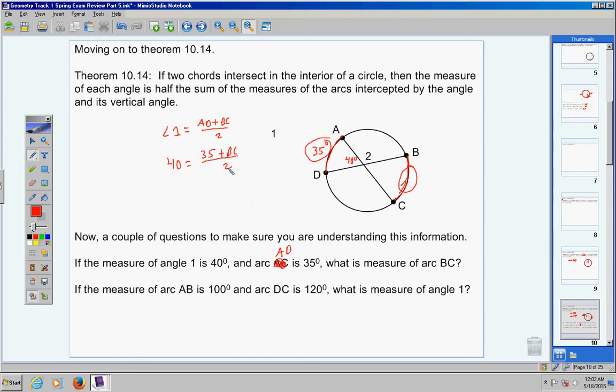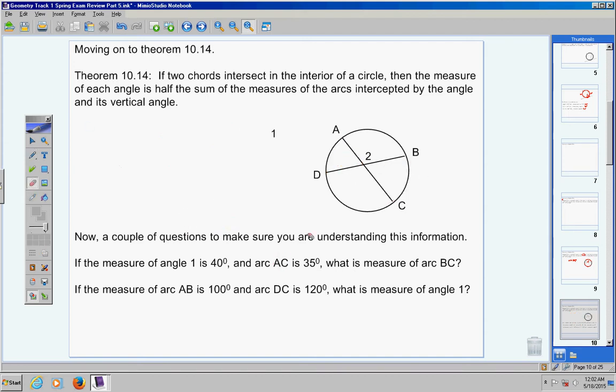This 2's in the denominator. I don't want that 2 there. I'm going to multiply both sides by 2. If I multiply 40 by 2, I get 80. If I multiply the right side by 2, like this, my 2 over 1. Sorry, that was pretty sloppy. 2 over 1. My 2's would cancel, leaving me with 35 plus BC. Then bring the 35 over, make it a negative 35, and you'll get the same answer, 45. Okay? Whichever works for you. But understand, you add these 2 arcs together, divide by 2, and you'll get this angle right here.